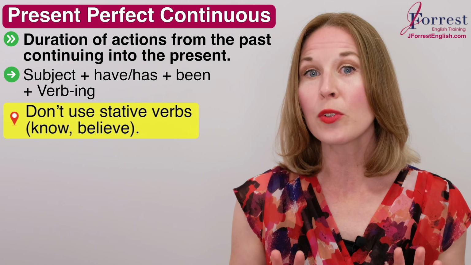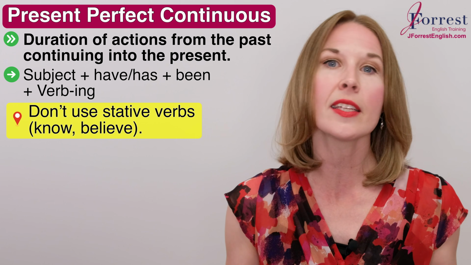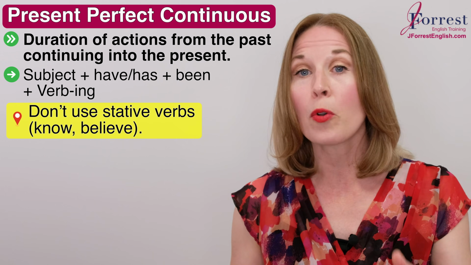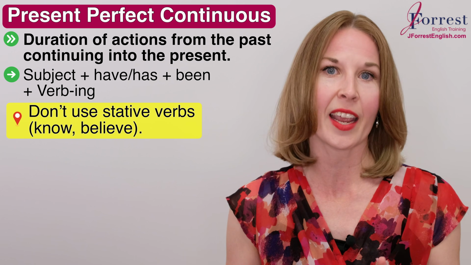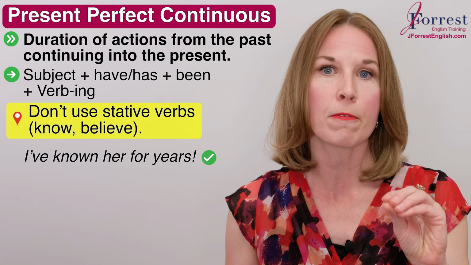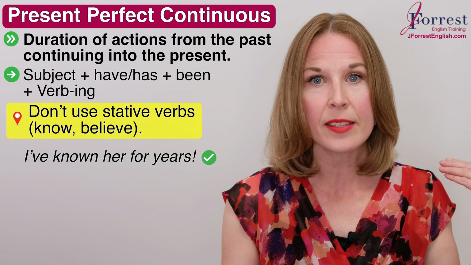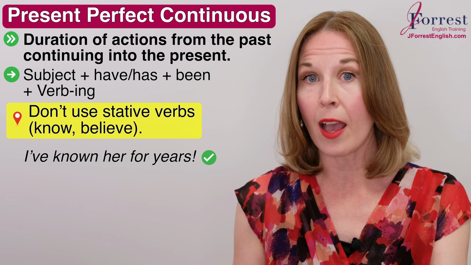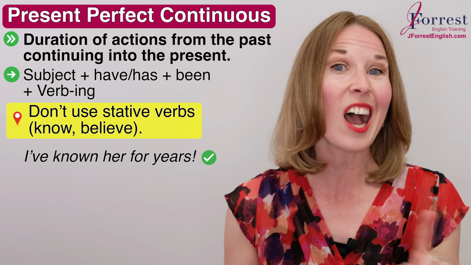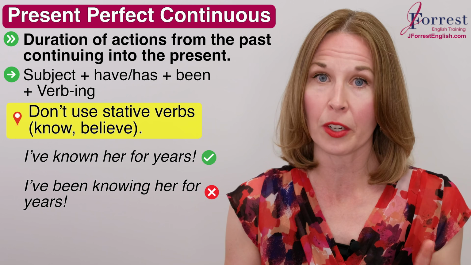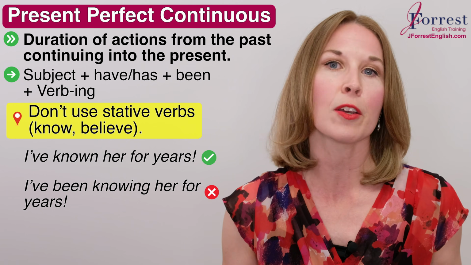Again, remember that certain verbs can't be used in the continuous form. You would use the present perfect and say, I've known her for years. This shows the action started in the past and continues until now, because you can't say I've been knowing her for years, because know is a state verb.